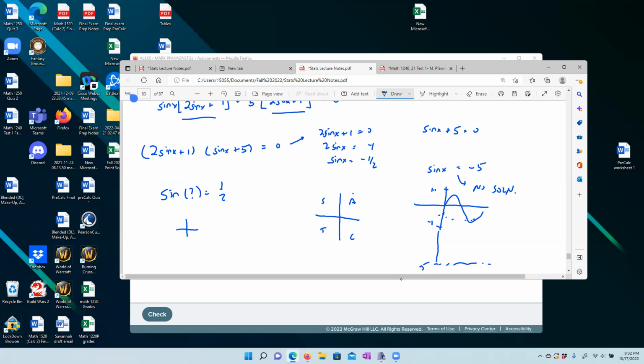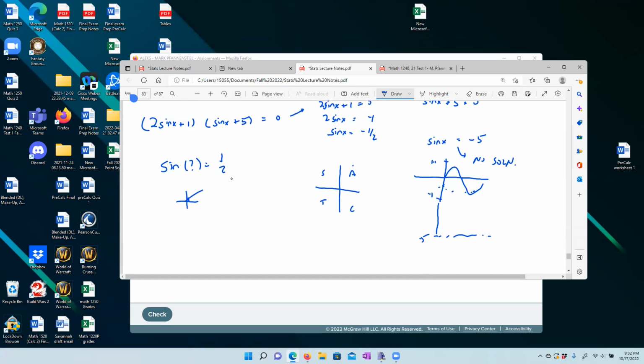Sine rises like this, so it's going to be a small angle in here. How about the sine of 30 degrees is 1/2? So we want the sine of pi over 6. That's not really the angle, though. The reference angle is pi over 6, and that equals 1/2.